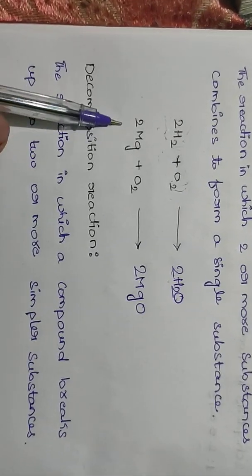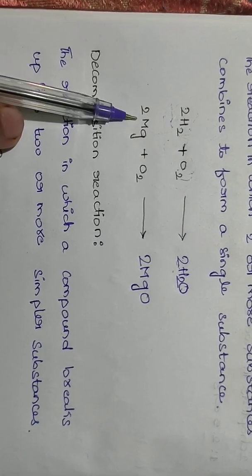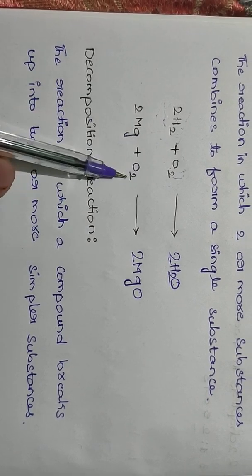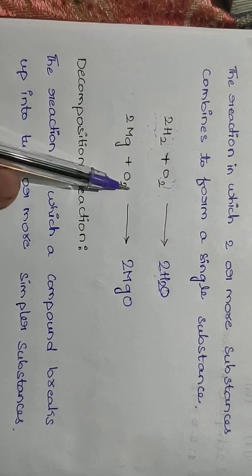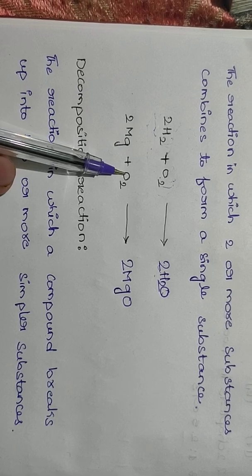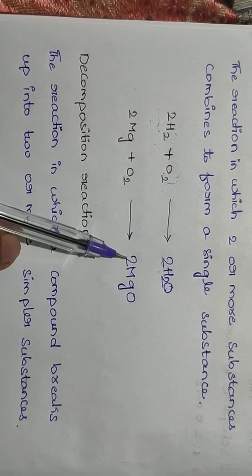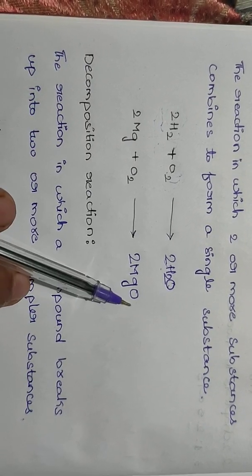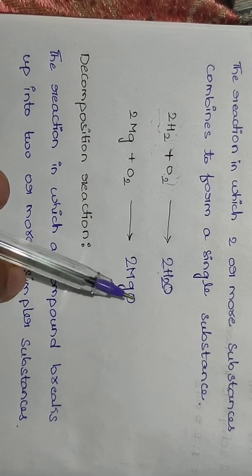Now similarly, two molecules of magnesium and two molecules of oxygen. These two components are combining together to create one product, which is 2MgO, magnesium oxide.